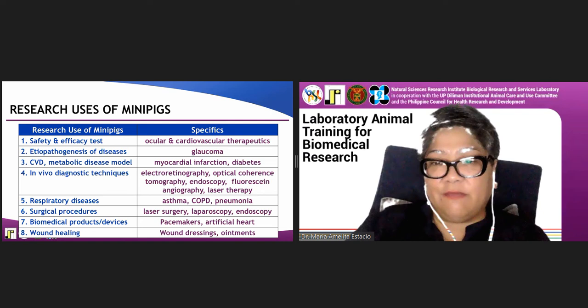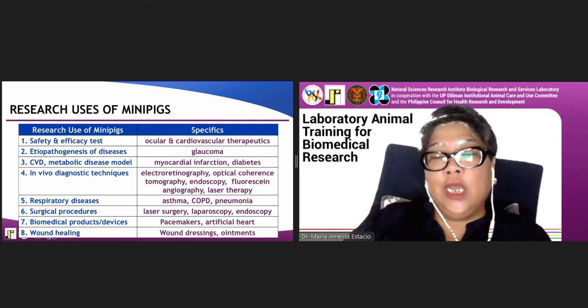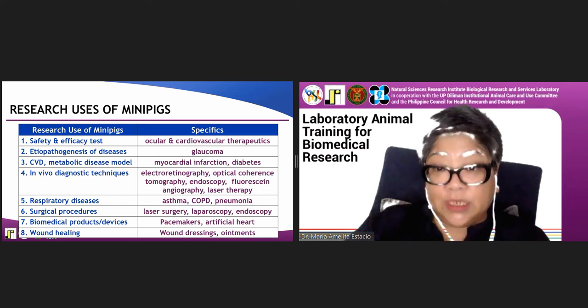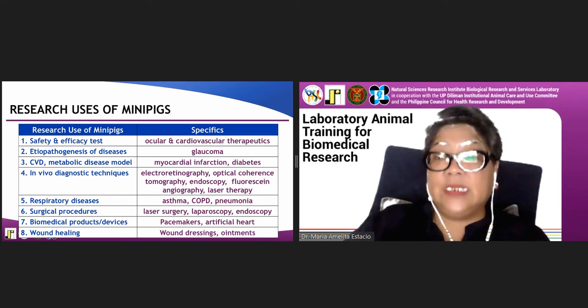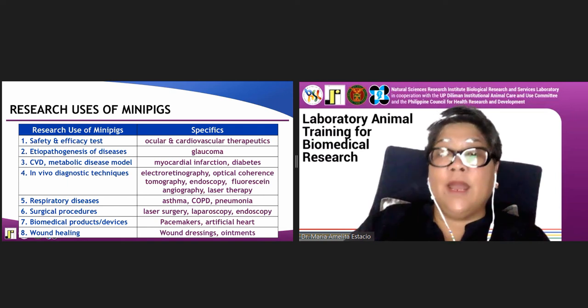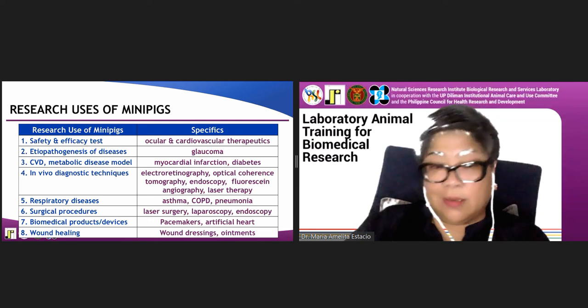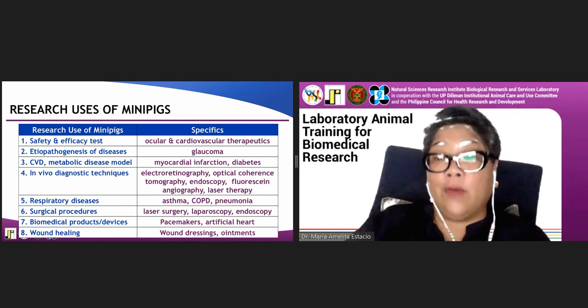So we use mini pigs. It's a very good model for respiratory diseases, asthma, chronic obstructive pulmonary disease, pneumonia. Even for surgical procedures, as I've said, laser surgeries, laparoscopy, endoscopy, and the development of biomedical products or devices, such as pacemakers, artificial heart. And it's also a very good model for wound healing, wound dressing, ointments.